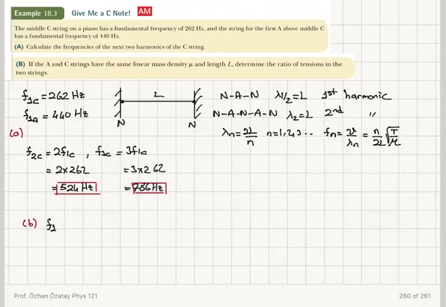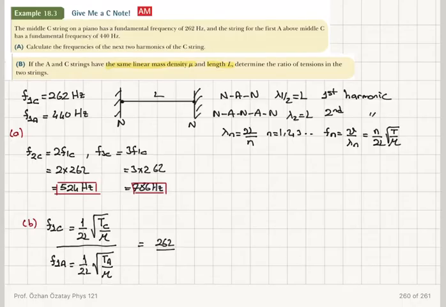Now in part B of the problem, I'm looking at the ratio of tensions in the two strings. So I know that the fundamental mode for the middle C has a frequency 262 Hertz, and it's given by 1 over 2L square root tension of this string divided by its mass per unit length, and the fundamental frequency of A is 1 over 2L square root of the tension of this string divided by mu, because it's given to me that they have the same mu and same length L.